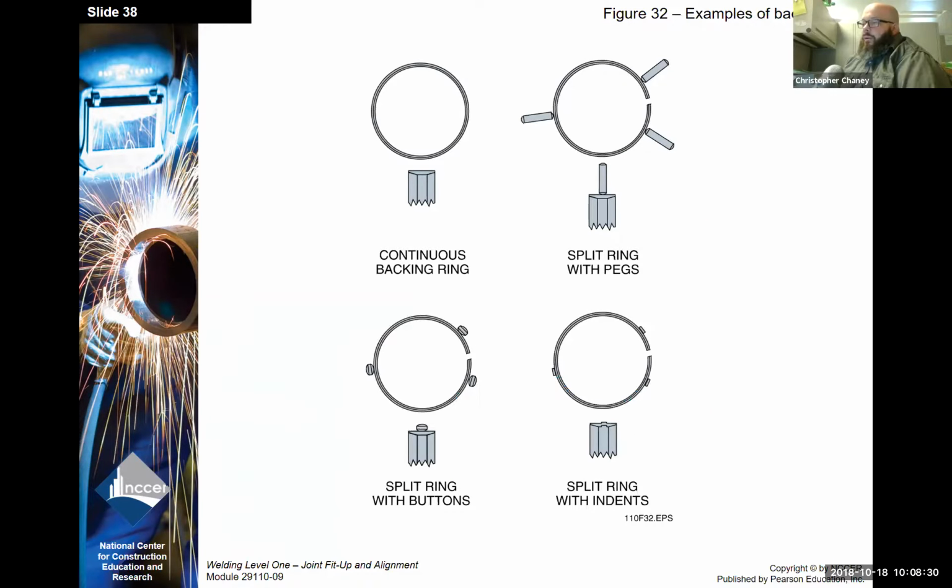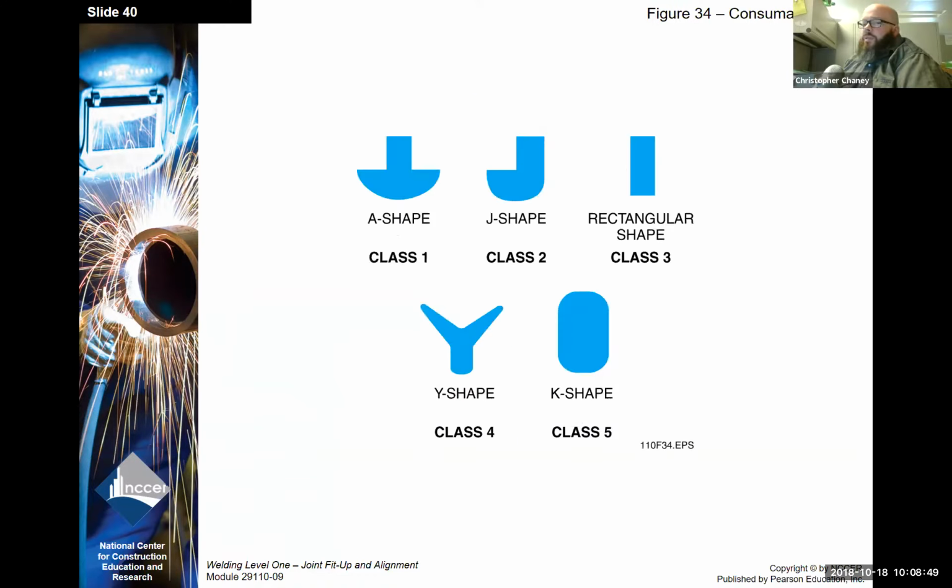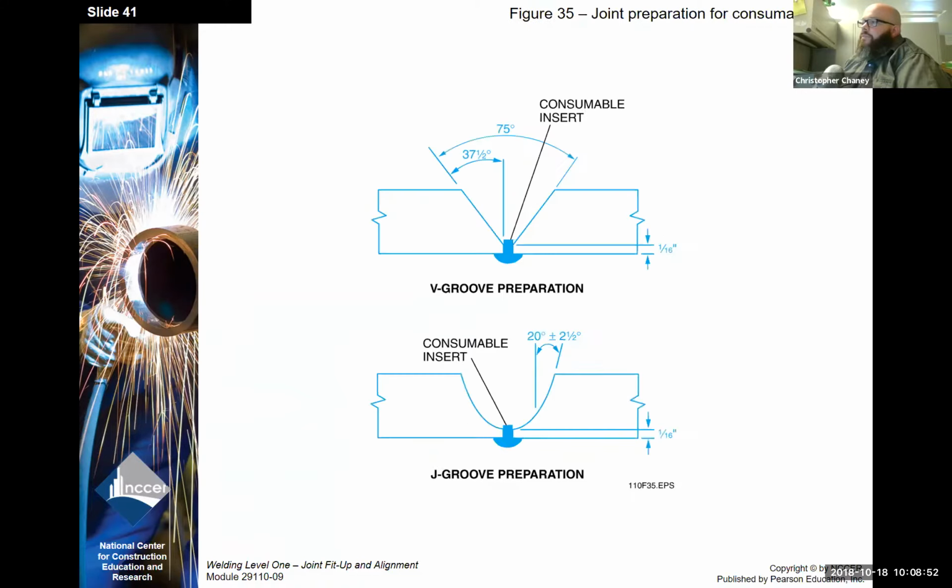Okay, these are backing rings, which could be consumable rings that are put inside pipe. So then as they're welded, they either become part of the weld metal or are consumed by the heat of the weld. Here's some illustrations of backing rings in place. Some different consumable insert shapes. Some illustrations of those in place. We won't actually use any of these in class, but be aware that they are out there and are used.